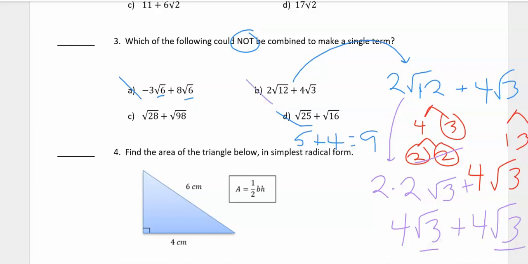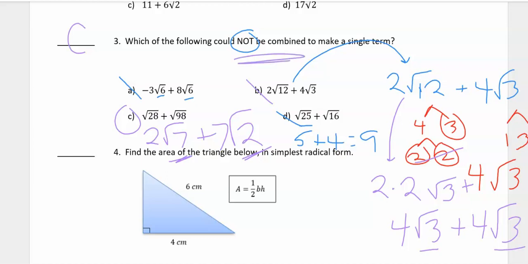So it's not B. I'm not going to waste my time doing C and breaking that down. The answer is C. If you did break this down, you guys, it ends up being 2 square root 7 plus 7 square root 2. And the radical number is different, so you cannot combine those, which is what they wanted to know.